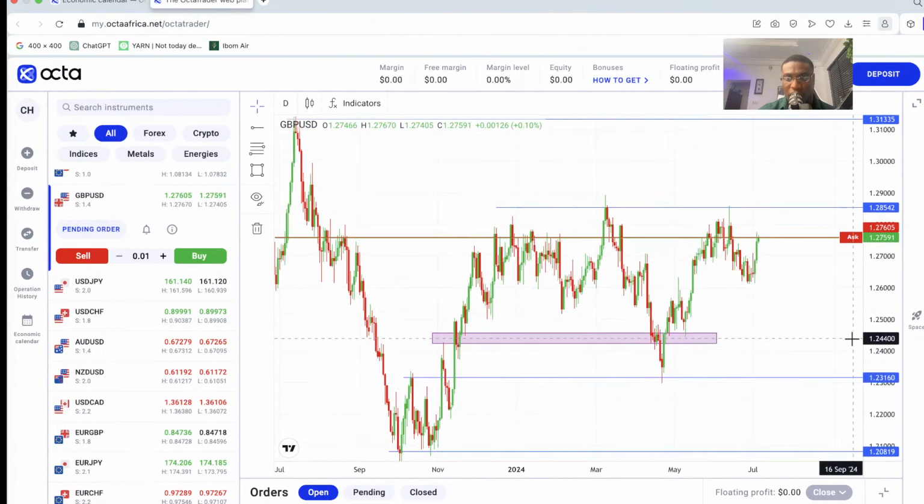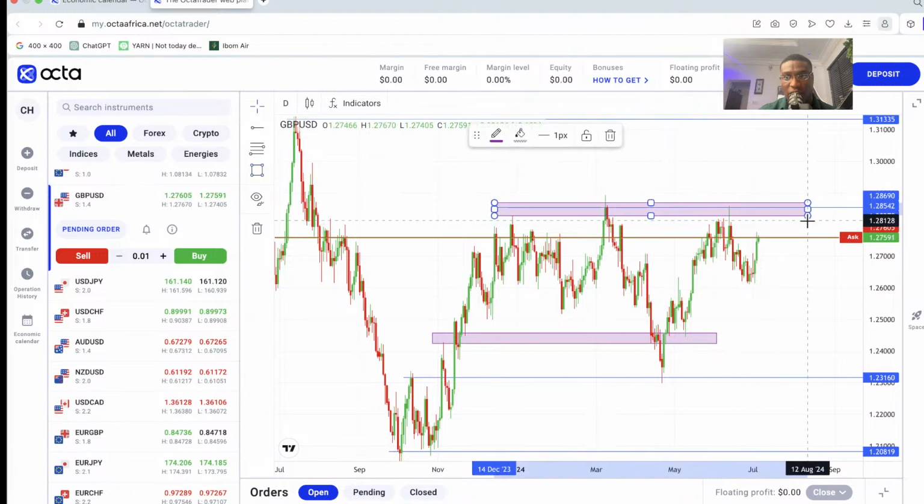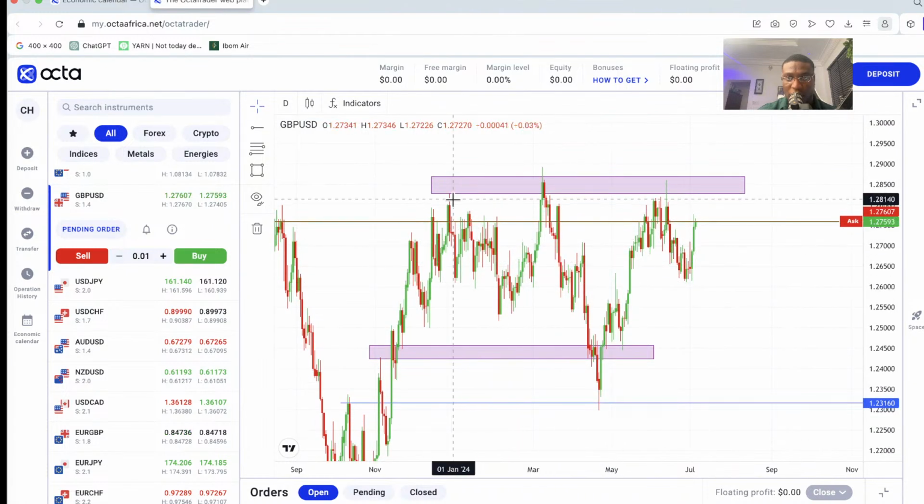And also, most of the time, you may not always use the horizontal line. You can always use the rectangle in a situation where you're trying to get a zone like this. Right? So now you see that your rectangle tool has gotten this resistance, and also resistance on here as well.